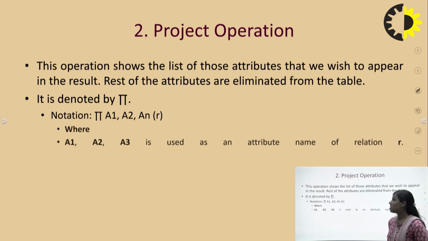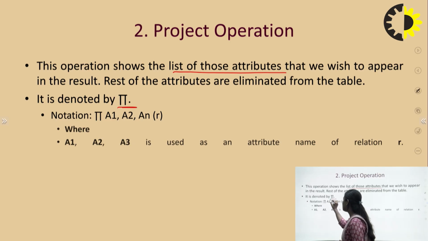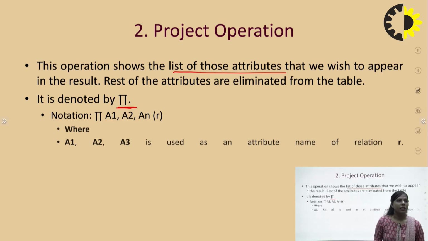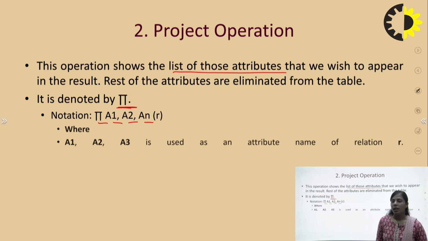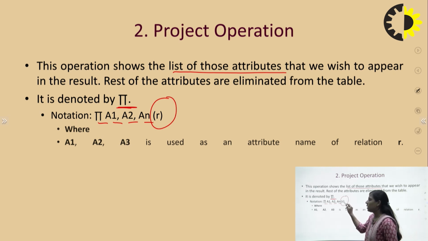Now talking about the project operation, this is the second operation of relational algebra. It shows the list of attributes, those attributes which we want to appear as a result. For example, if we want only 2 columns as an output, then we can give the particular column names or attribute names. So that's why we use the project symbol. The symbol is denoted by pi, and whichever attributes you want to select, you give those attribute names, and from which table you have to select, you have to mention that.